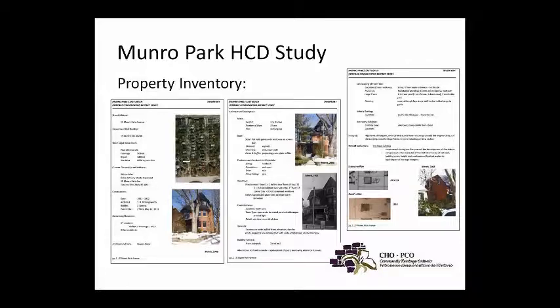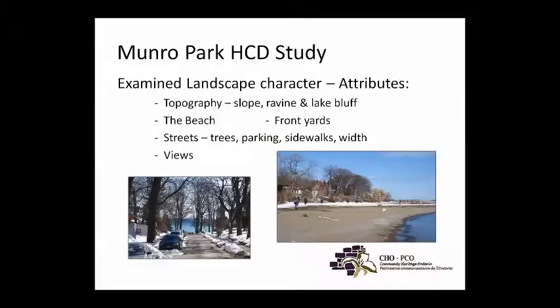So that's the property inventory that was done for the Heritage Conservation District study area in this Monroe Park. That was the built part. We also examined the landscape character, because keep in mind, a Heritage Conservation District deals not only with buildings, but it can deal with landscape features. And here there were a number of them, including the topography. There was a gentle slope down to Lake Ontario, which you can see on the photograph to the left.